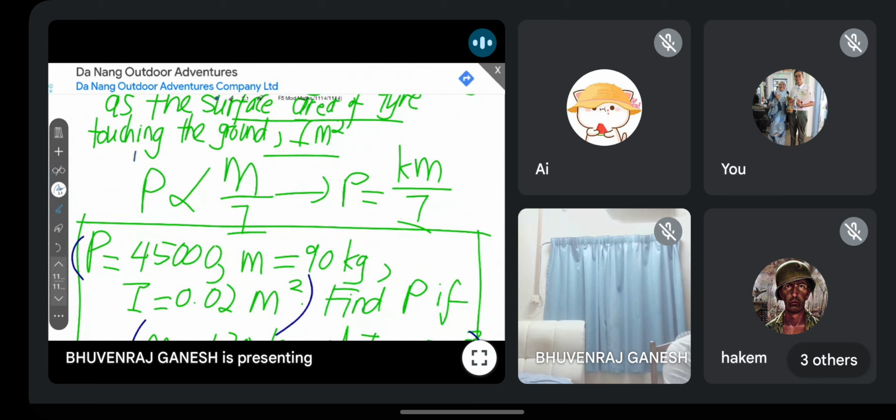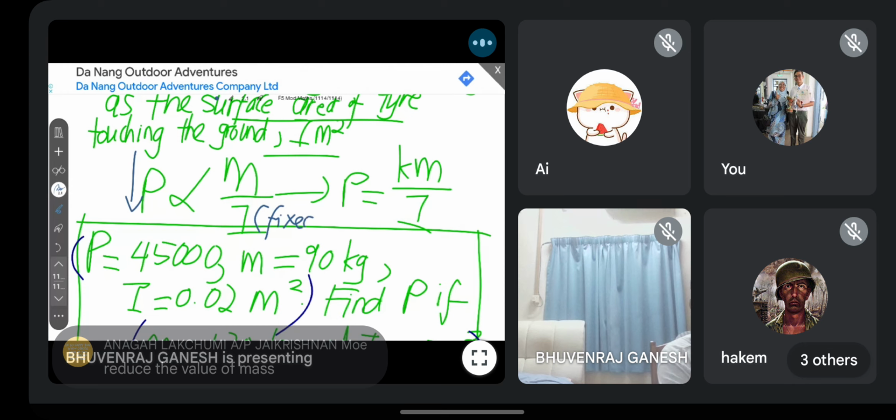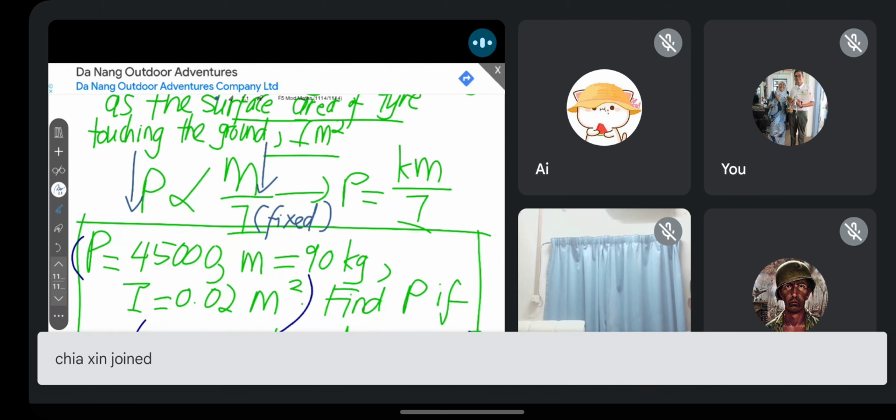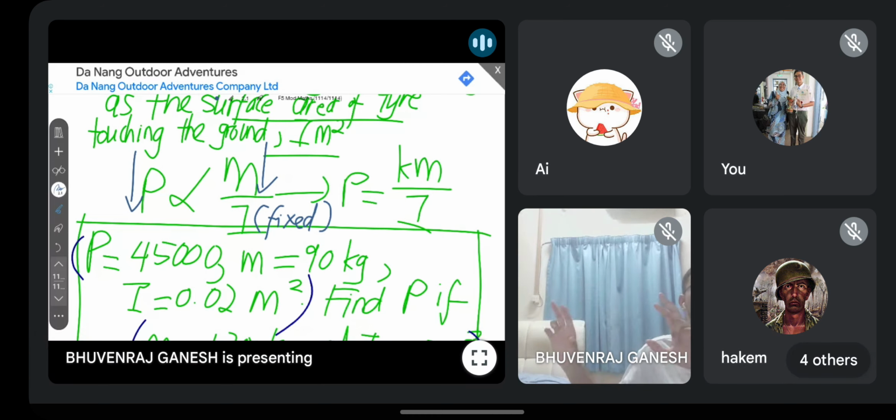So basically, they want the P to decrease. I is fixed. Yes, very good. Okay, this is so that you understand the question. Okay, you can reduce the mass. Remember guys, you can always investigate the relation between two quantities as you all learn in science. Correct? You investigate the relationship between two quantities.